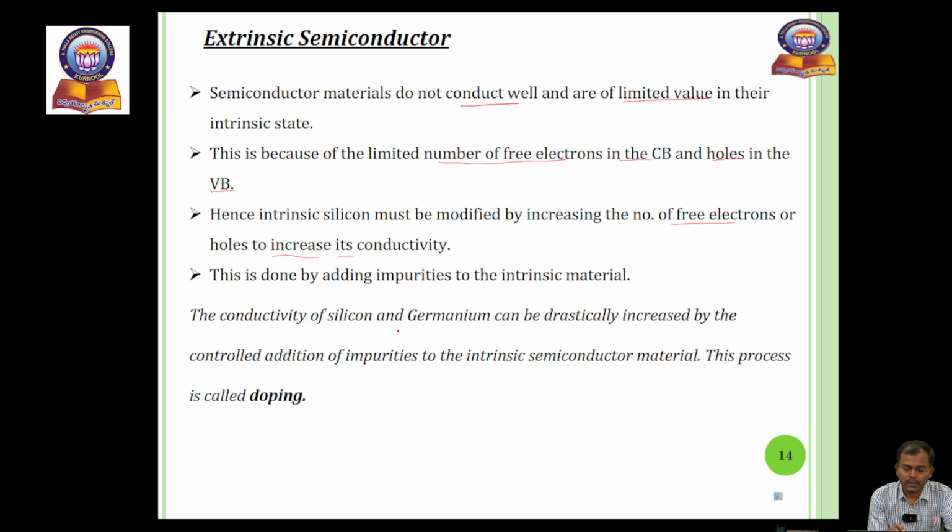The conductivity of silicon and germanium can be drastically increased by the controlled addition of impurities to the intrinsic semiconductor material. This process is called doping. That is, by adding impurities to the pure semiconductor material, we can increase the conductivity of the pure silicon or germanium, and this process is known as doping. There are two types of extrinsic semiconductor, that is n-type and p-type.